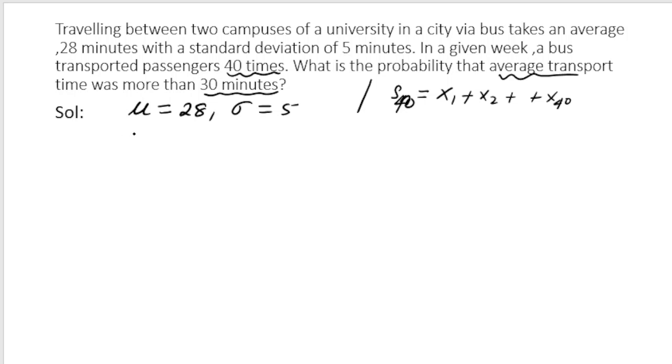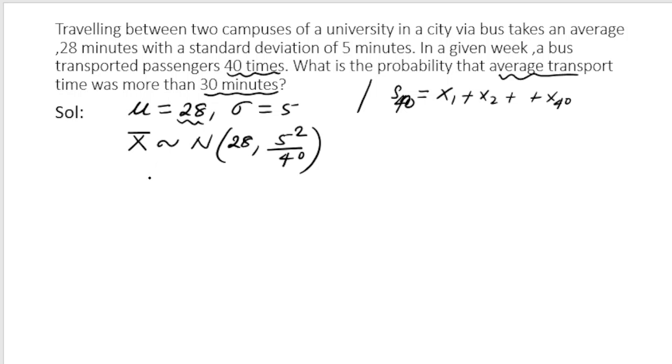So first of all, if you use the central limit theorem and I call the average time as x bar, this will follow the normal distribution with the same average, that is mean, that is 28, and variance. So variance is sigma square by n. So sigma is 5, so sigma square is 5 square, and by n, so n is 40 because the bus is commuting 40 times. Okay, I hope there is no confusion in this.